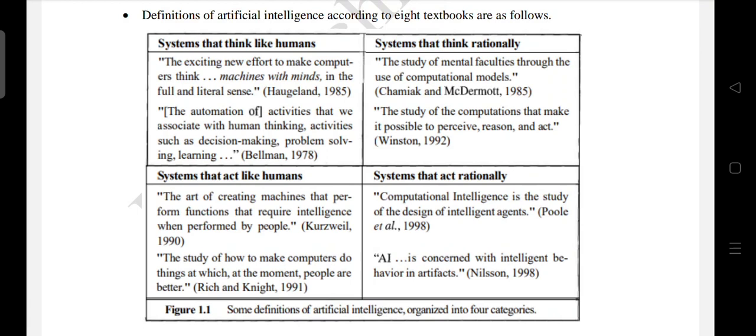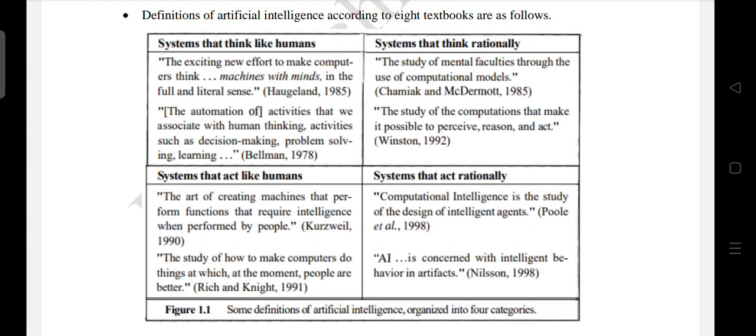Rich and Knight, 1991. Systems that think rationally. The study of mental faculties through the use of computational models. Charniak and McDermott, 1985. The study of the computations that make it possible to perceive, reason, and act.